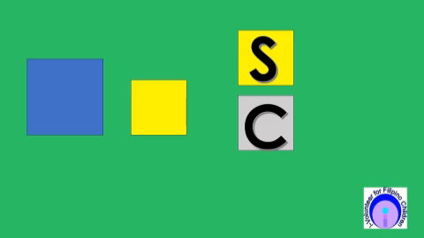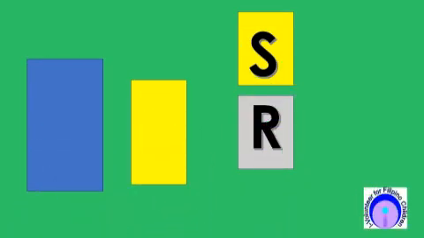Identify the shape and the first letter of the shape's name. You will say, the shape is a square and it starts with letter S. Identify the shape and the first letter of the shape's name.